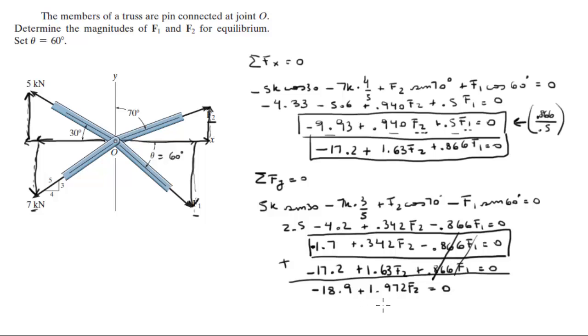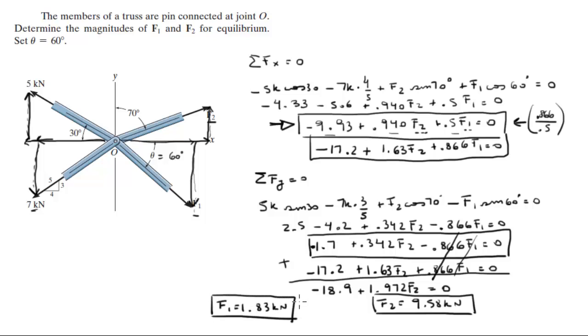So now we got a simple equation, and when you solve for F2, you're going to get that F2 is equal to 9.58 kilonewtons. Now that you got F2, you just plug them into any equation that you want. Before, you can plug it into this equation, and when you plug in F2 here and you solve for F1, you're going to get that F1 is equal to 1.83 kilonewtons. Final answer for F1, final answer for F2.